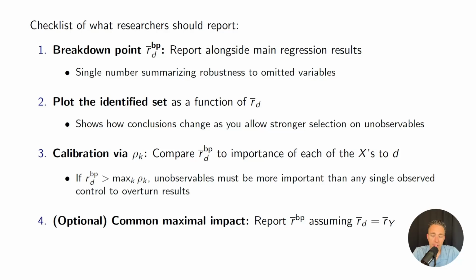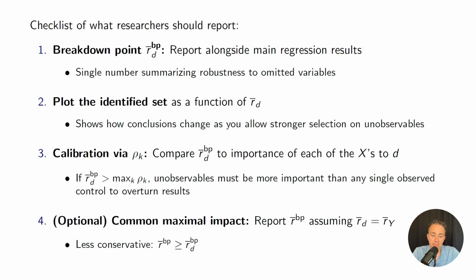And then finally, we can also impose that r bar d is equal to r bar y, and then report that resulting breakdown point. There's a trade-off between r bar y and r bar d, which they call the breakdown frontier. And so if we make an assumption about them being equal, then that's going to be a less conservative assumption than what's up here in number 1, but that's going to be another number that we could report that could communicate the robustness of our results. And again, it's less conservative to put this breakdown point that imposes equality between the r bar d and the r bar y.